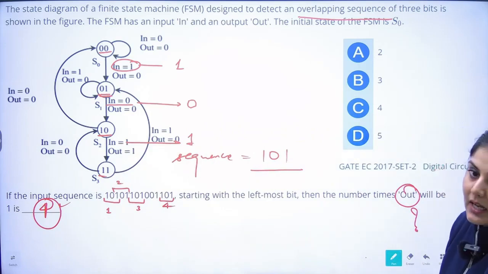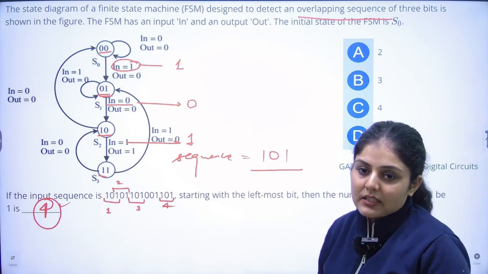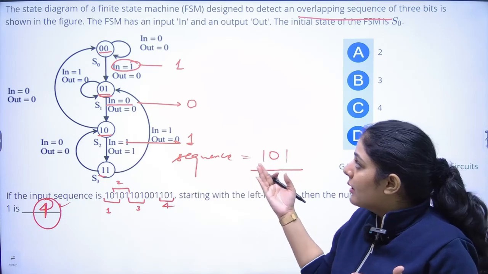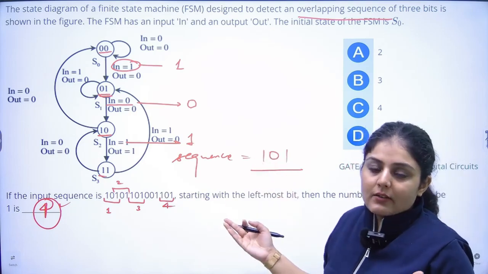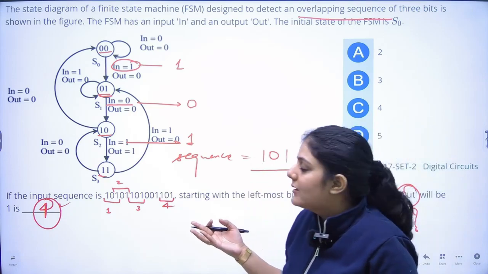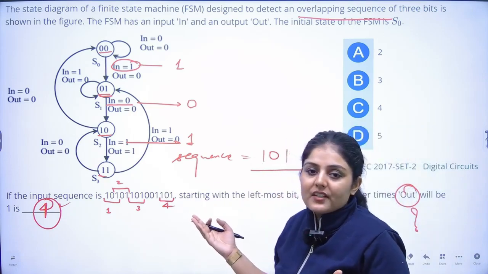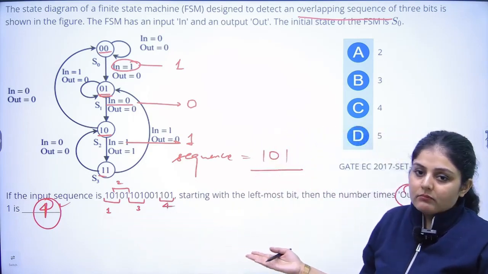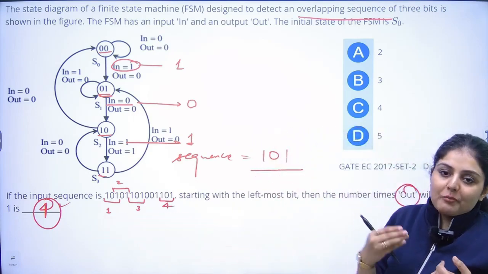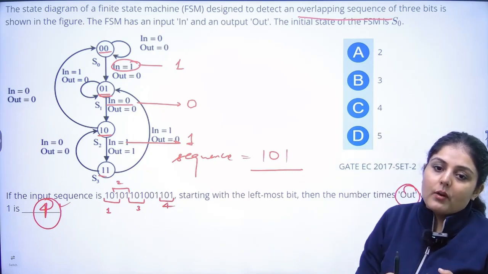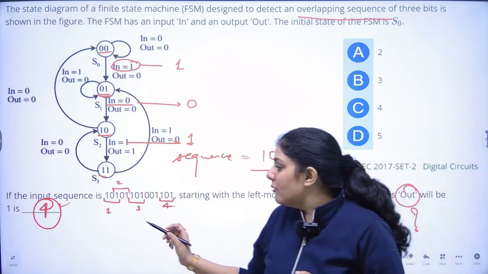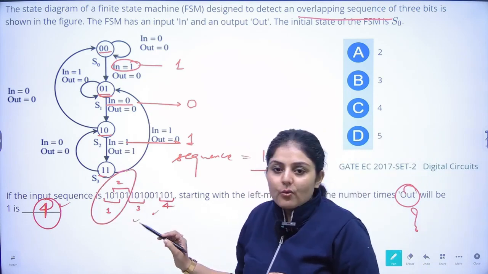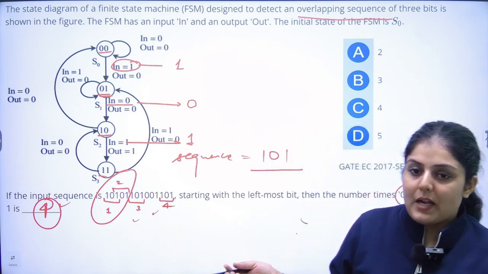First, they have already given that the sequence is overlapping. We have to see what sequence the finite state machine detects. We just concluded that the sequence detected by the FSM is 101. Now they have given us the input sequence, and we have to find out how many times we detect 101, be it overlapping. So 1, 2, 3 and 4. Two of them are overlapping, while 3 and 4 are quite visibly not overlapping at all.